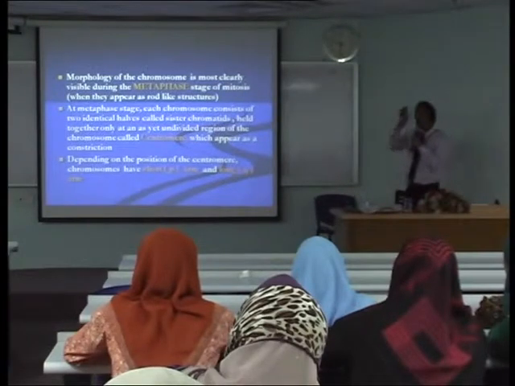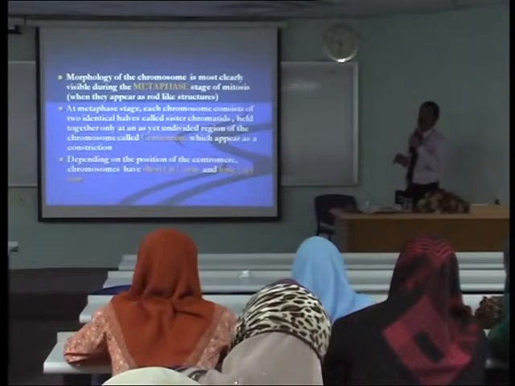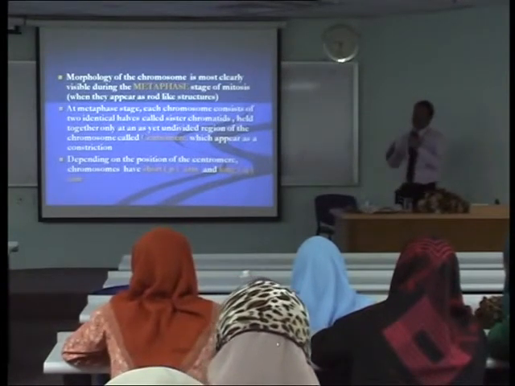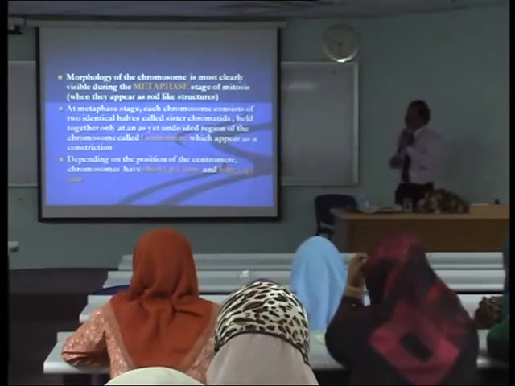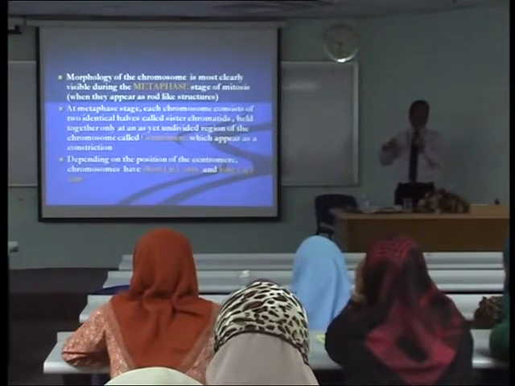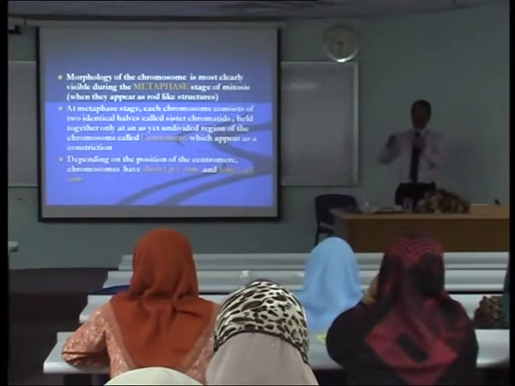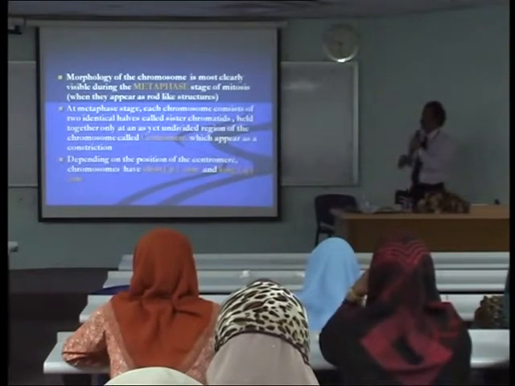And for a cytogenetic analysis, the most important stage is metaphase, because the morphology of the chromosome will be most clearly visible during metaphase stage. So we should get cells in the metaphase stage if you want to do chromosome analysis. For that, we have to culture the cells, and then we have to add a chemical, that I will explain later, the reagents used for chromosome analysis.